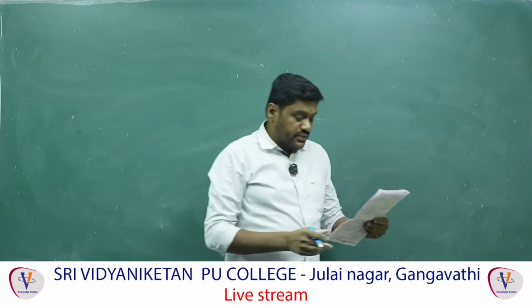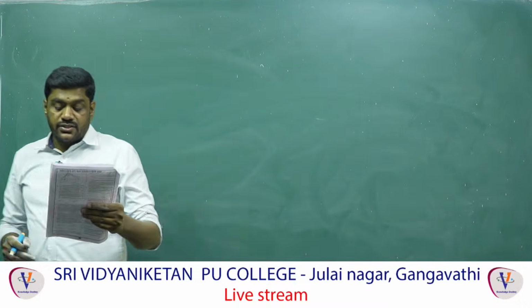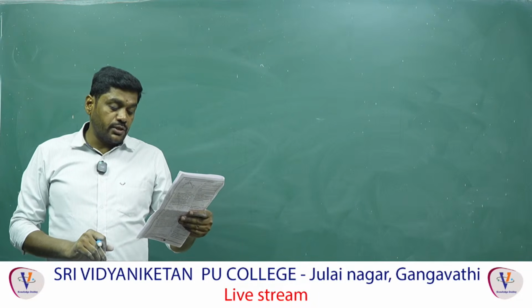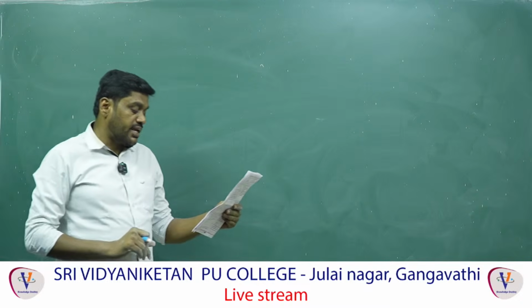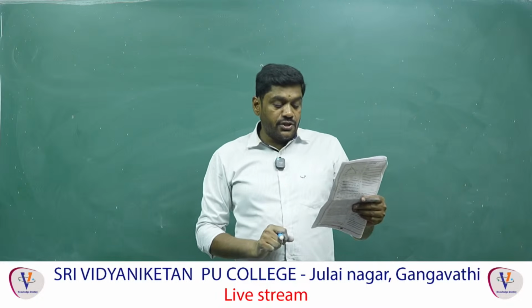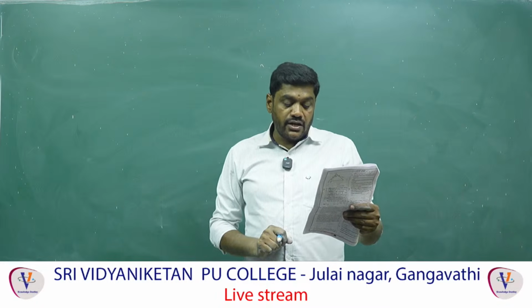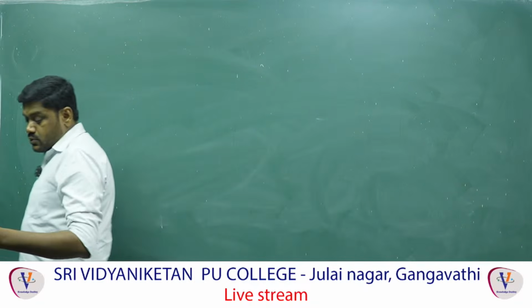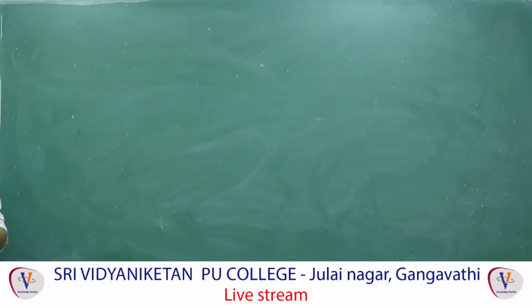Question number 27. A gas is suddenly expanded such that its final volume becomes 3 times its initial volume. If the specific heat at constant volume of the gas is equal to 2R, then the ratio of initial to final pressure is nearly how much, they are asking. So here the volume suddenly becomes 3 times. The specific heat at constant volume of the gas is equal to 2R, then the ratio of the initial to final pressure.